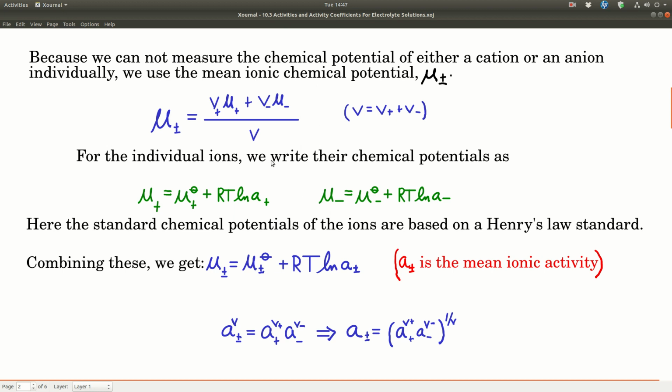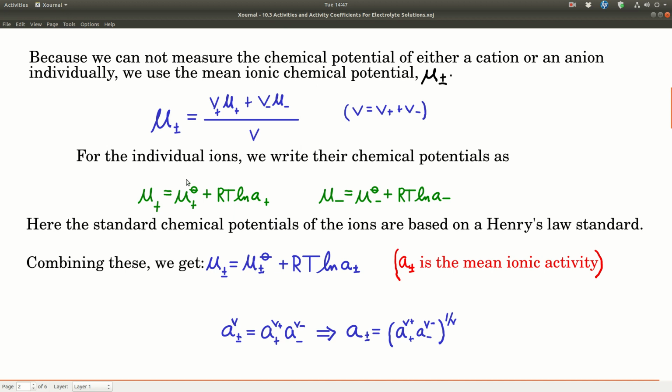So for the individual ions, the cation and the anion, we can write their chemical potentials this way. We've been doing this for a while now. For the cation, it's the standard chemical potential plus RT natural log of the activity of the cation, and the same thing for the anion. And here we're going to use the Henry's law standard, because the solutions are going to be dilute. The solute will be dilute.